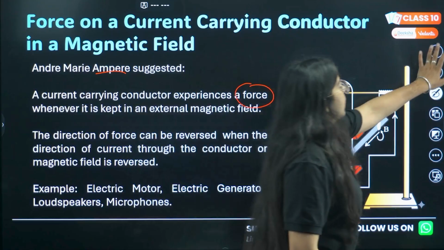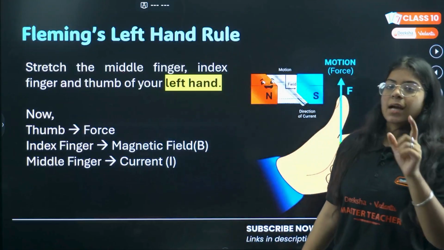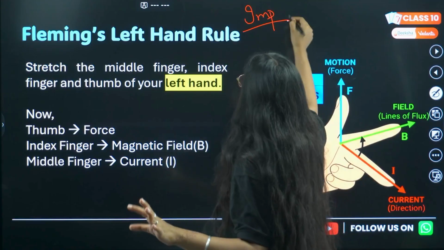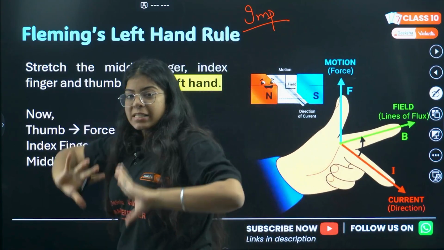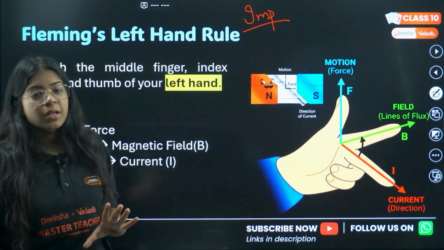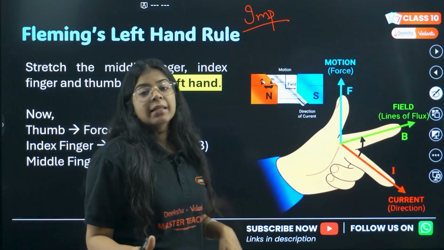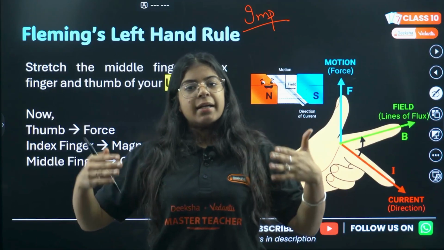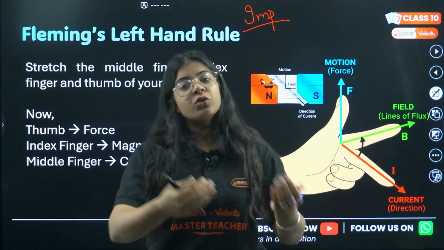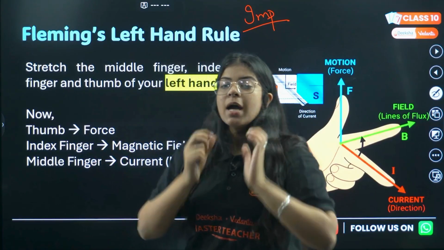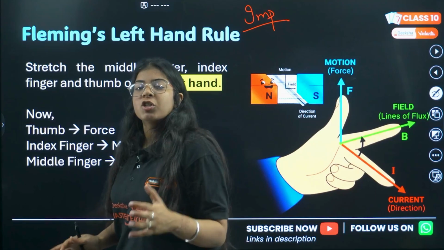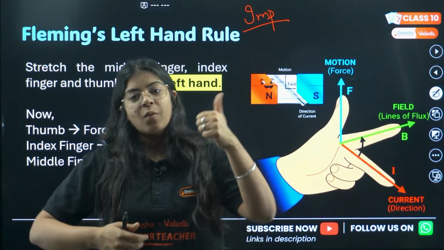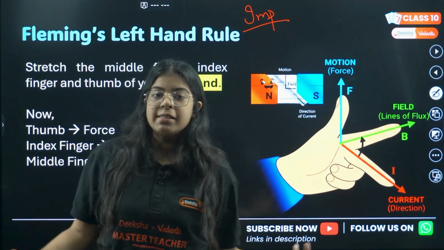Very good. Now next topic. This is again a very important topic. One of the most important topics of this chapter is Fleming's left hand rule. What we studied is that the current carrying conductor will experience a force due to the external magnetic field. Now this is a rule which tells us in which direction that force will be experienced: upwards, downwards, outside of the plane, inside of the plane.